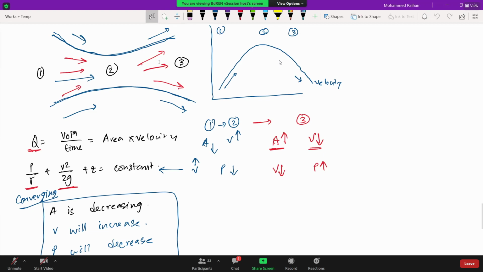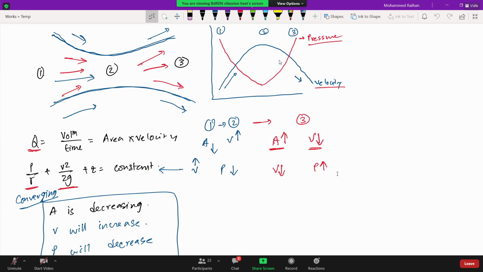So what will happen to the pressure? Pressure will at first, from here to here, decrease, right? From 1 to 2, the pressure decreased, and then what happened? The pressure increased from 2 to 3, right? Pressure will be something like this. Clear, everyone, about this graph?